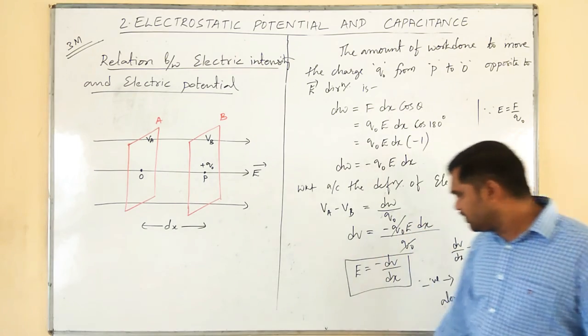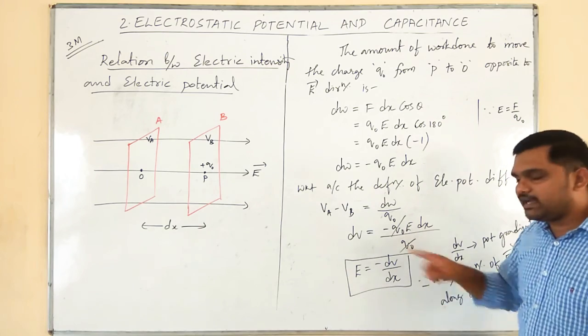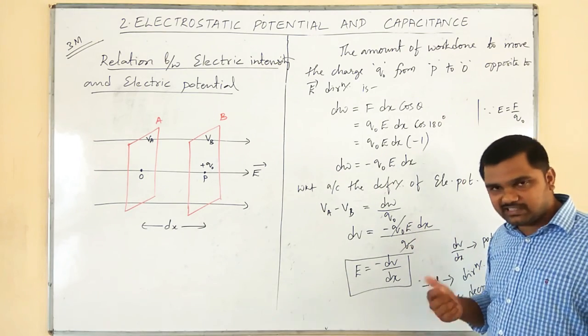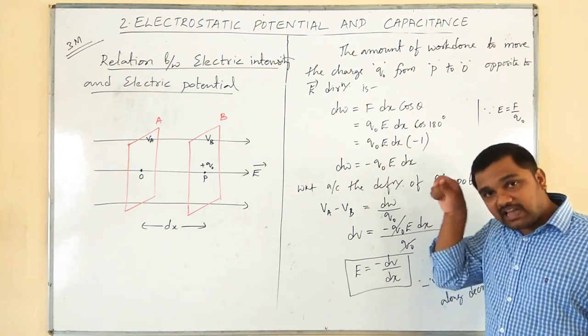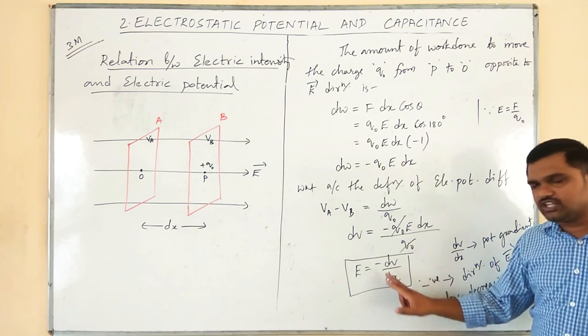Moreover, one more important concept: dV by dx is a purely vector quantity. Since electric field is a vector, dV by dx has to be a vector, isn't it? Therefore, potential gradient is a vector quantity.